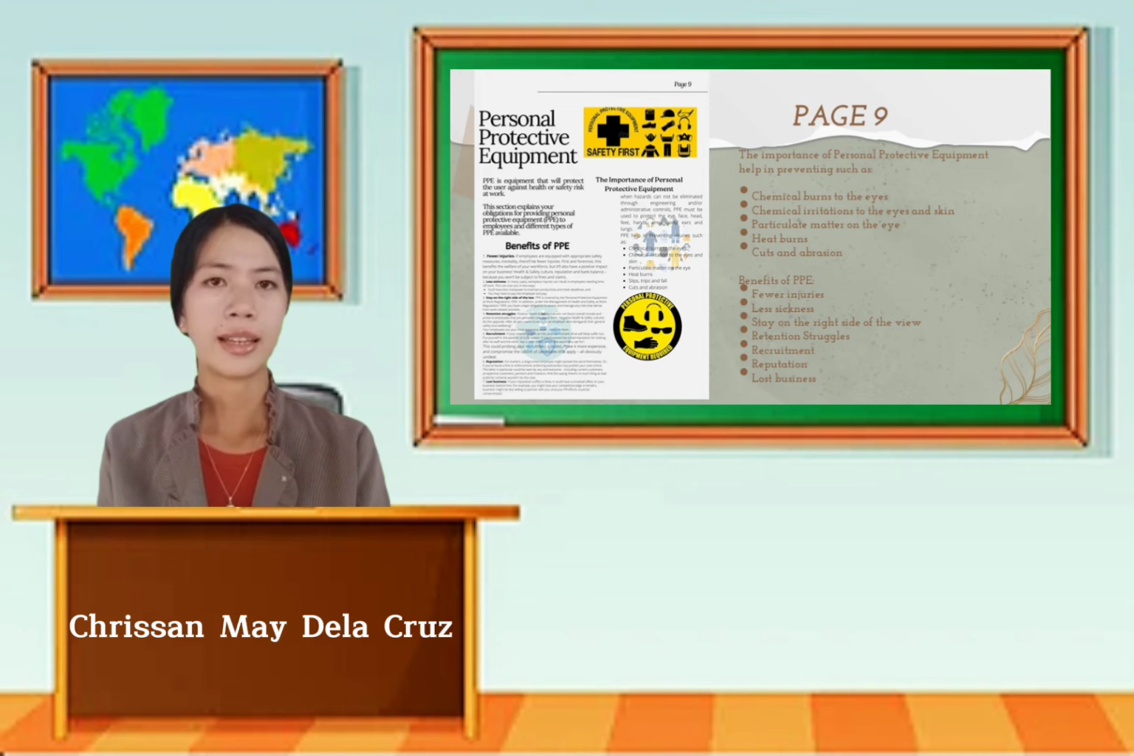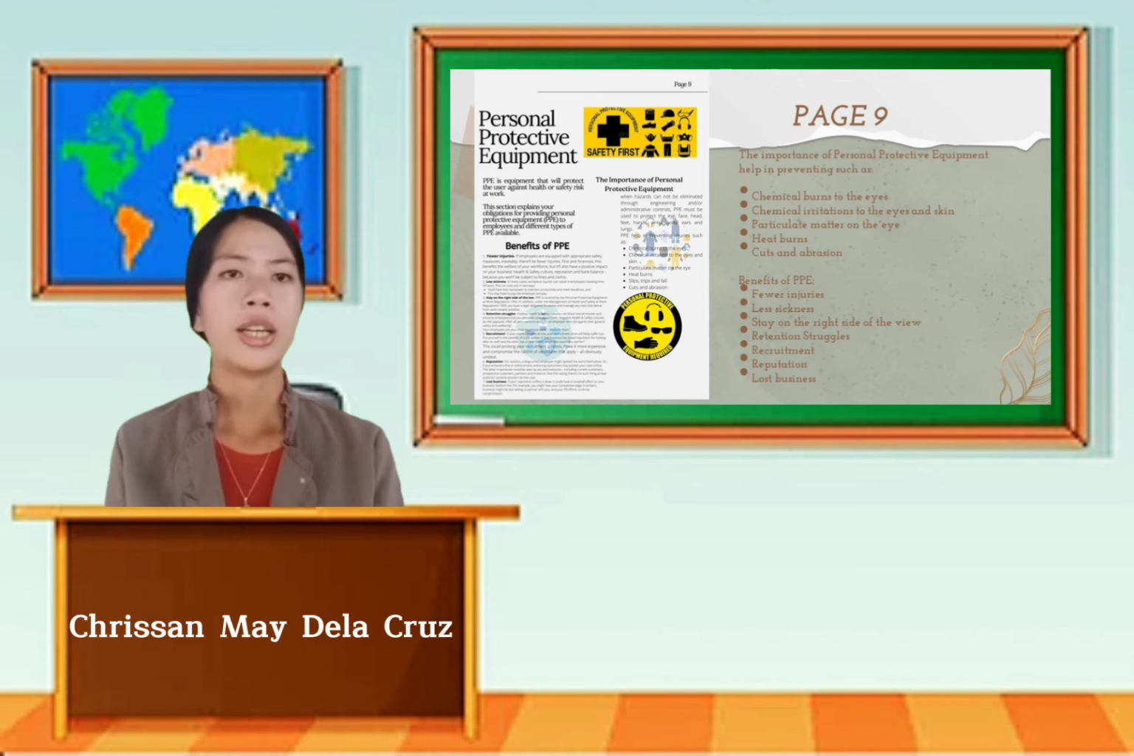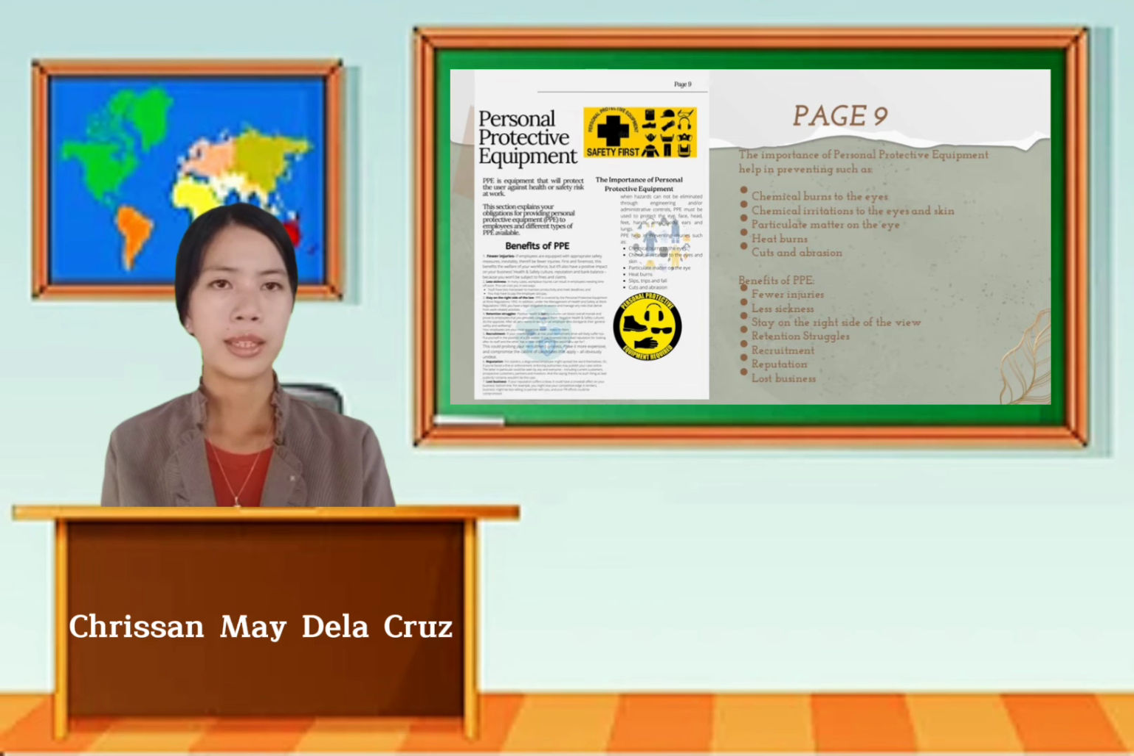And next is cuts and abrasions. Cuts and abrasions are minor or major wounds that consist of an injury that breaks or removes the skin. Most small cuts and abrasions can be treated successfully at home. The treatment here is to clean and protect the wound, promote healing, and minimize the risk of infection.